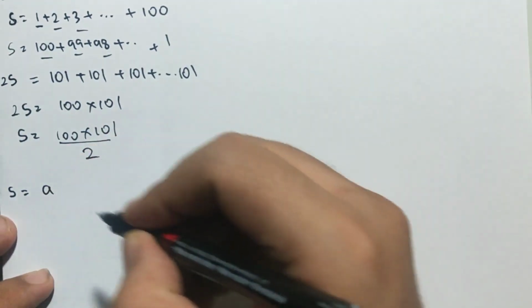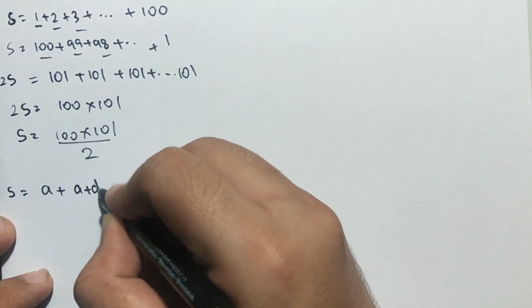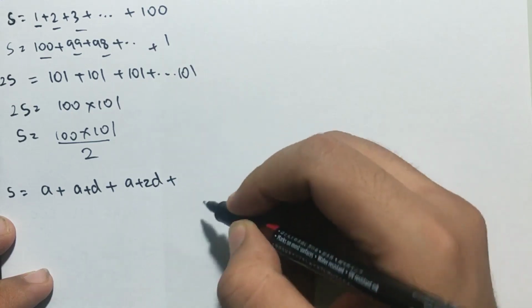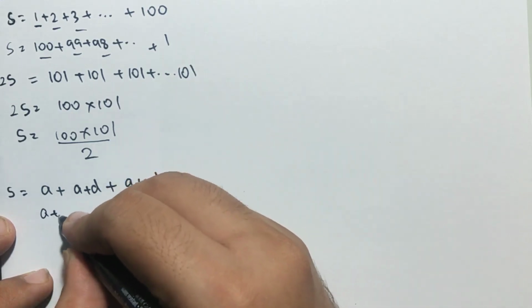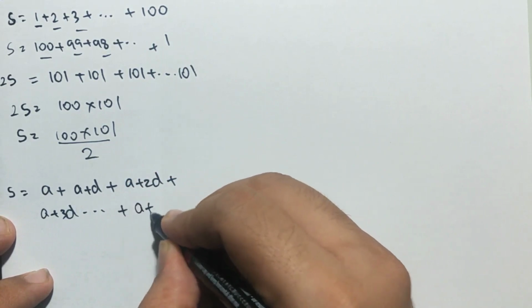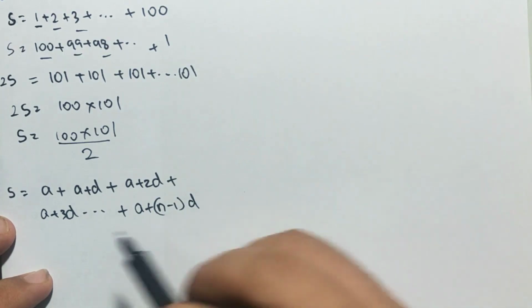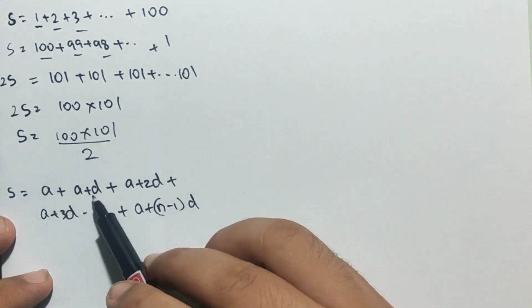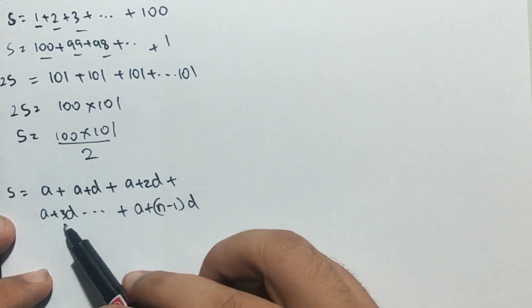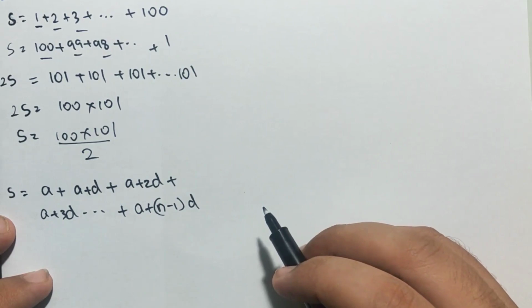The first term is a, the second term would be a plus d, the third term would be a plus 2d, the fourth term would be a plus 3d. Likewise, the nth term would be a plus n minus 1d. This we have learned. This is our AP. First term a, second term a plus d, third term a plus 2d, fourth term a plus 3d. Likewise, the nth term is a plus n minus 1d.